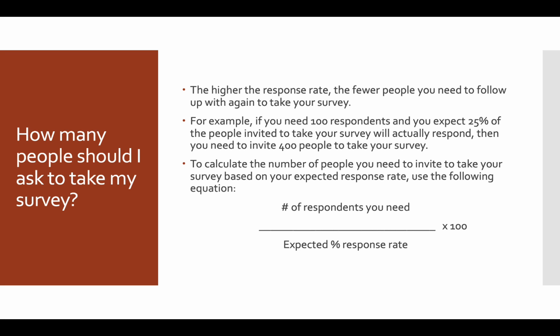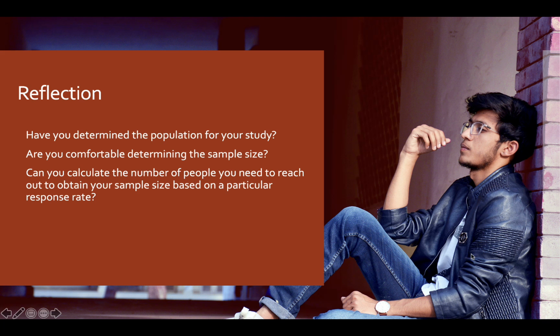So for example, if you need 100 responses and you expect 25% of the people invited to take your survey to respond, then you need to invite 400 people to take the survey. So it follows this nifty little simple formula here. And this is a response rate we use for campaigns and everything else. So the number of respondents you need divided by the expected percent of response rate times 100. I know that was a lot, and I garbled a little bit of that information in my voiceover. So please just be careful with looking at what the slide contents say.